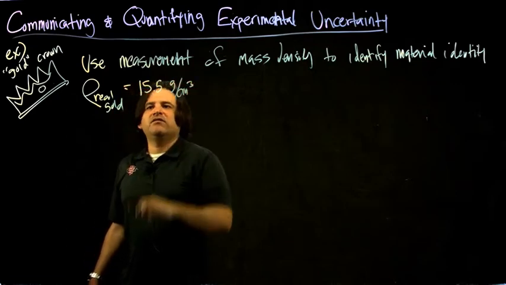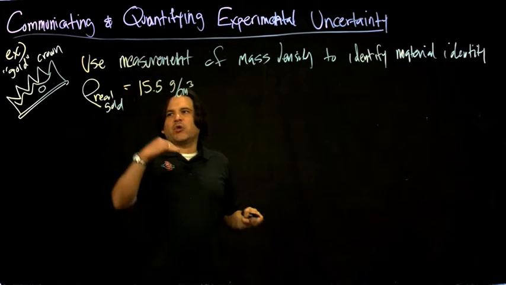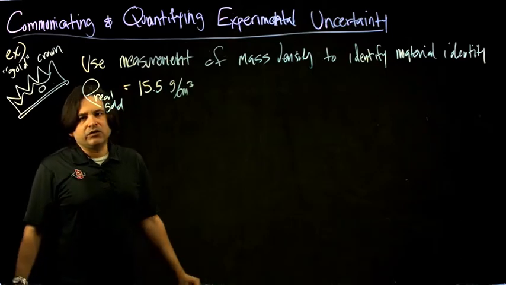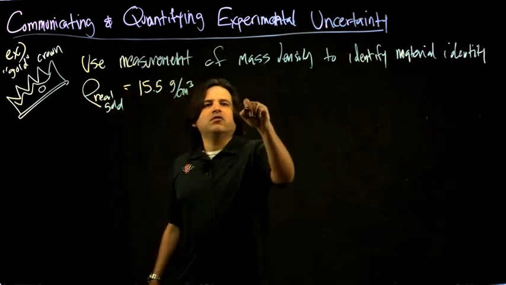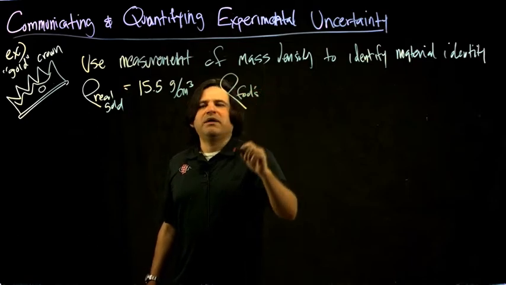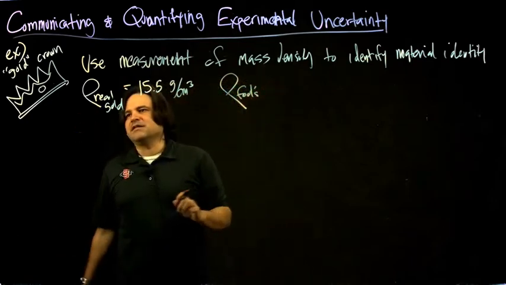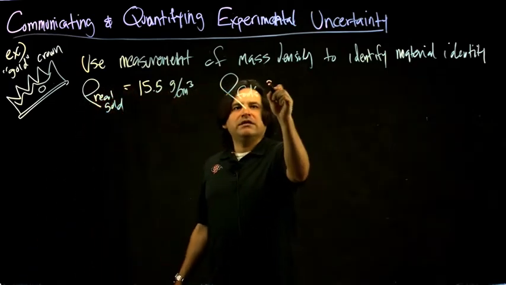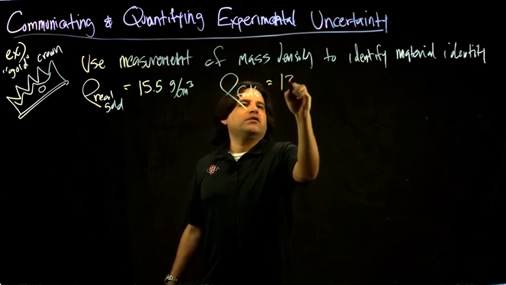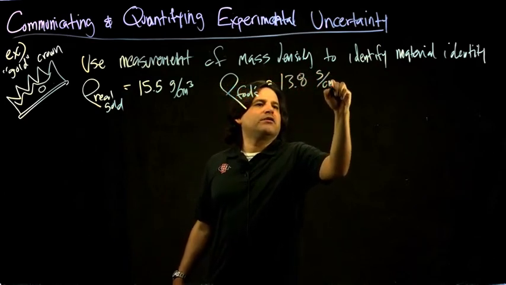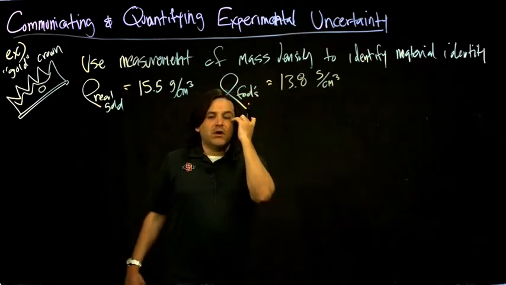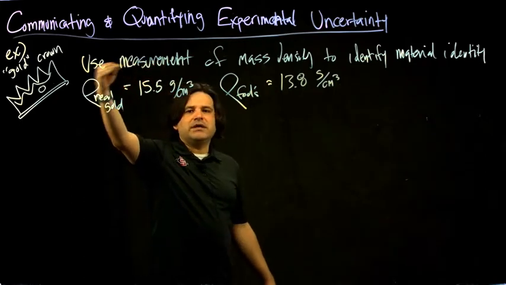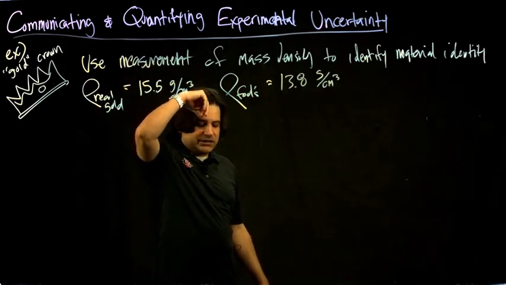So this is our expected value. This is our accepted value. If this crown was real gold, the density of this crown should be 15.5 grams per centimeter cubed. If it's fake gold, fool's gold, our suspected, the king looked at this and says, this might be fool's gold. And if it's fool's gold, we know that the density is 13.8 grams per centimeter cubed. So these are our two expected values. And if we can measure the mass density, we can get some indication of what this crown actually is.